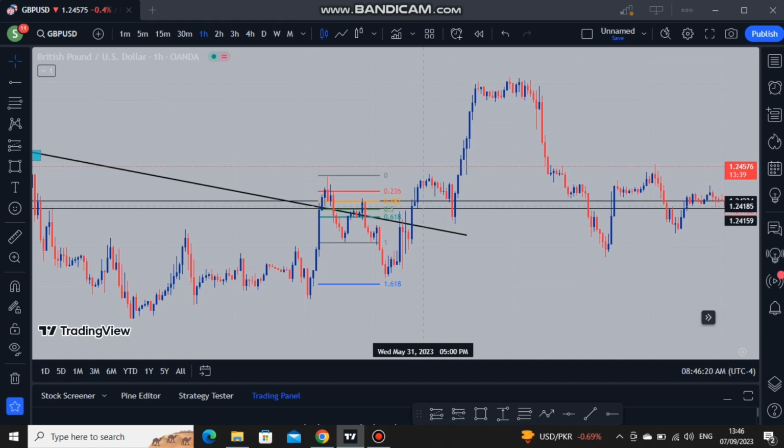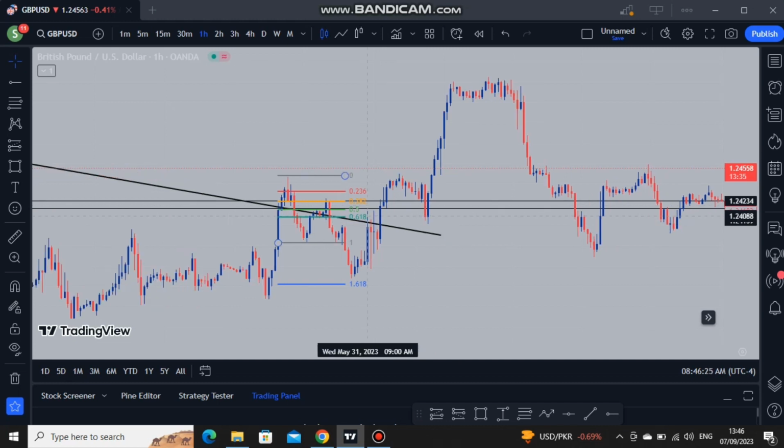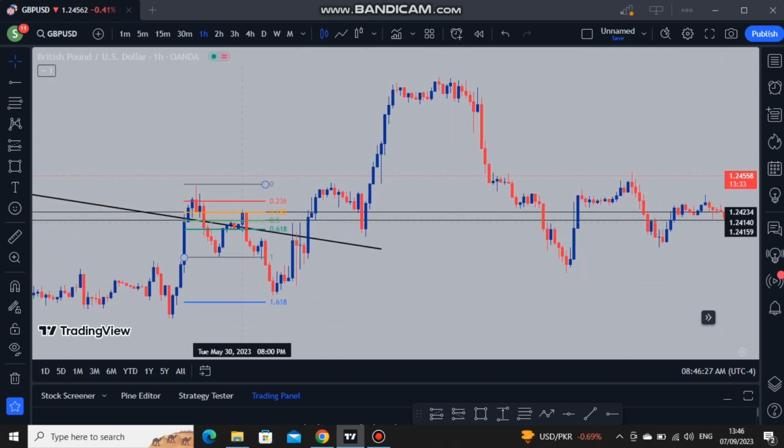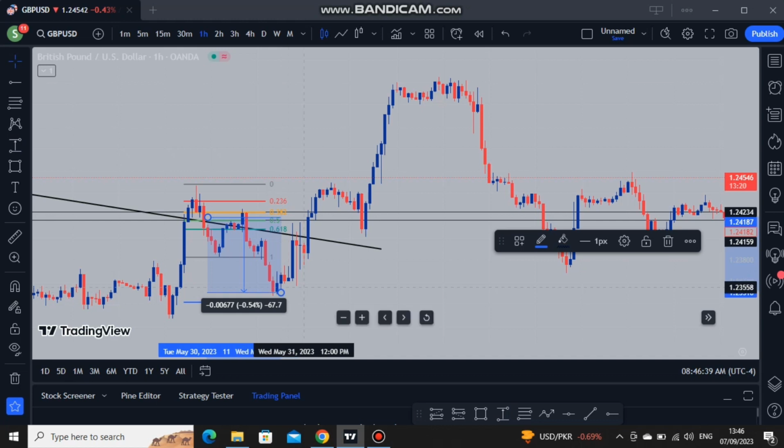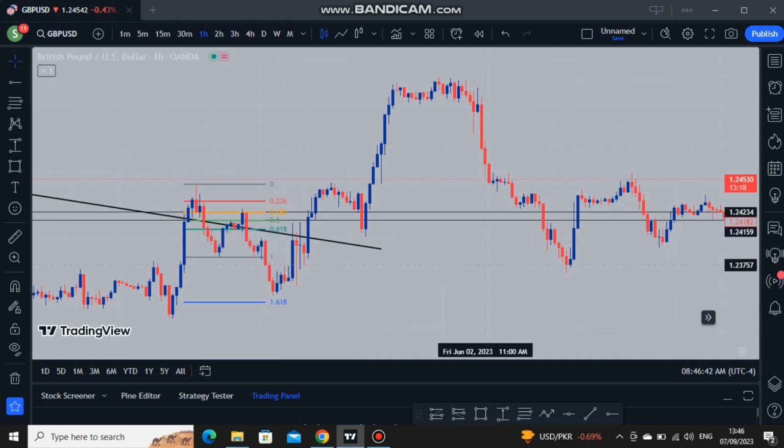So you see that it just retraced back to the 0.32 level and gave us what? A very nice bearish engulfing pattern, then continued to the downside. And this gave us what? From this point to this point is how many pips? This is 67.7 pips, which is a very nice amount to catch in the market. So it's not bad. And what do we have next?